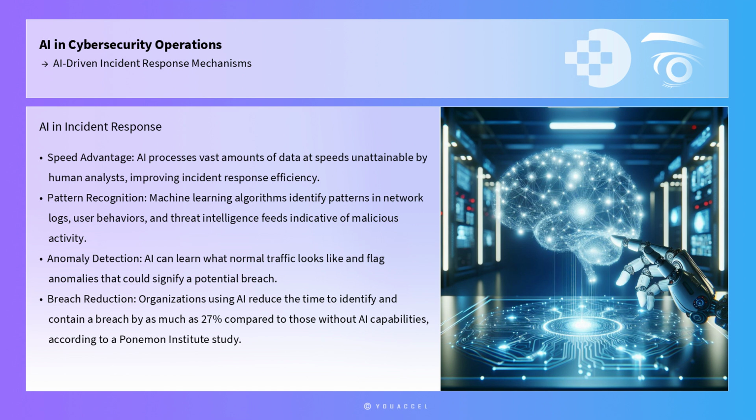One of the primary advantages of AI in incident response is its ability to process vast amounts of data at speeds unattainable by human analysts. Machine learning algorithms can sift through network logs, user behaviors, and threat intelligence feeds to identify patterns indicative of malicious activity. For instance, AI can be programmed to learn what normal traffic looks like on a network and flag anomalies that could signify a potential breach. According to a study by Ponemon Institute, organizations using AI in their security operations centers reduce the time to identify and contain a breach by as much as 27% compared to those without AI capabilities.